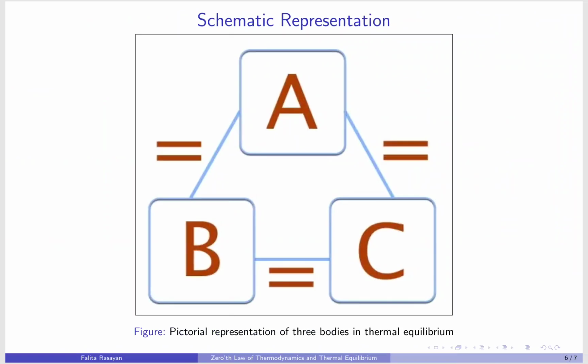Let us look into the following diagram. We have three bodies A, B and C. All are interconnected, and the zeroth law says A is in equilibrium with B and B is in equilibrium with C. Which kind of equilibrium? Thermal equilibrium. Now A and C are interconnected, so they must be in thermal equilibrium. This is the explanation of the zeroth law.